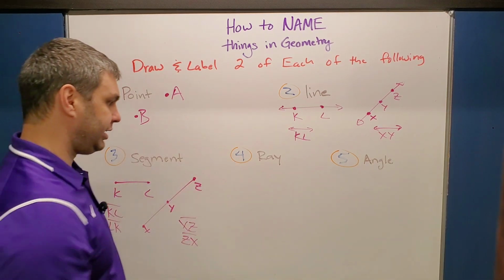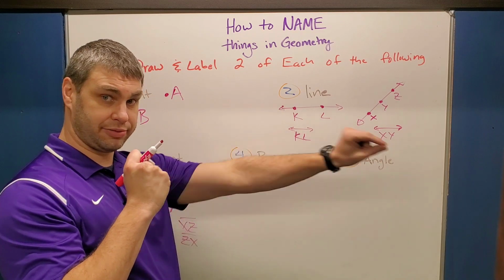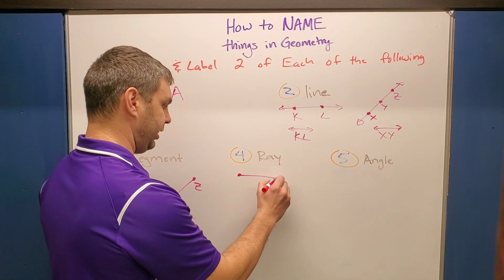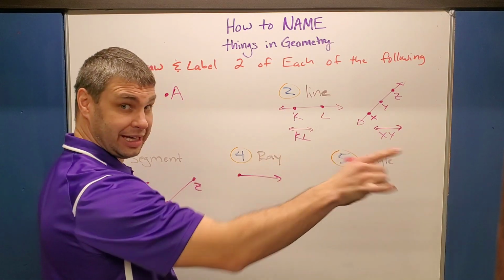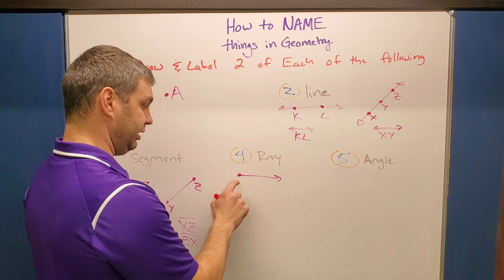All right, a ray, our next one here. This one, think about the sun. It starts at a point and like a ray of sunshine goes out forever in the opposite direction. This one's going to start somewhere and go forever, which means to indicate forever, I'm going to have an arrow, and I need 2 points on here, including the end point.